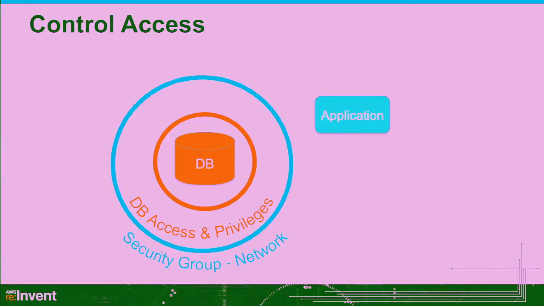The next layer of protection that Amazon RDS offers is network layer protection. You can define security groups, and these security groups allow you to define inbound and outbound rules. You can set which hosts can access your database, etc.